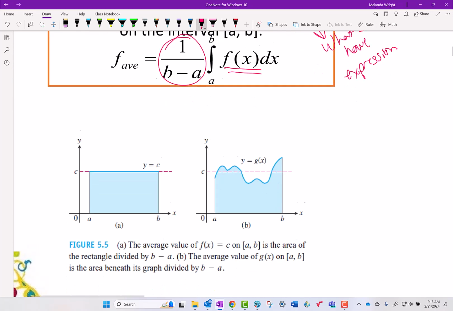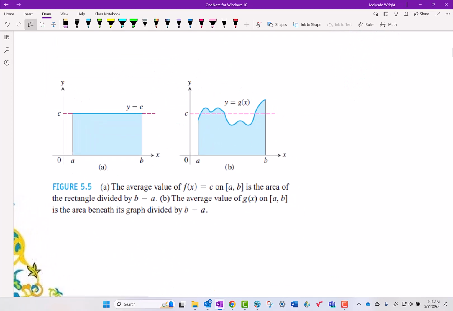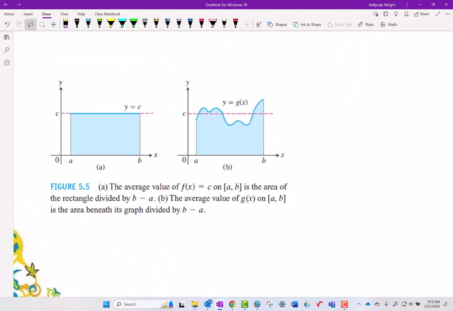Okay, so what does it do? Let's look at a picture of what it does. Basically, what we're doing is we're finding the average y value of the function. That's what the formula does. It's as if it could add all the y values up and divide by how many y values there are. That's like a scenario, as if that's what it does.